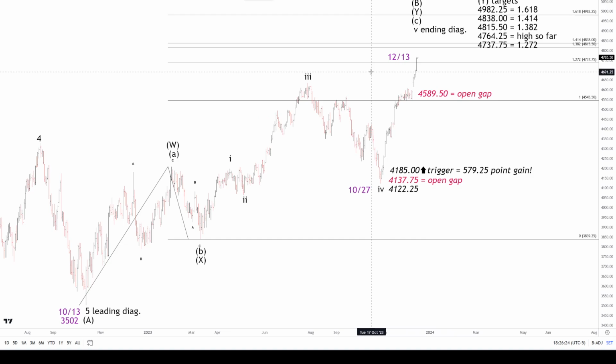The B wave high can go higher than the start of A, just so you guys know. It doesn't negate that it's a B. There's other ways you can count it, but it can. It looks like at this time it may, but we'll have to watch this play out.